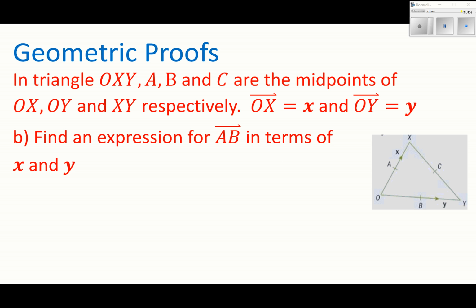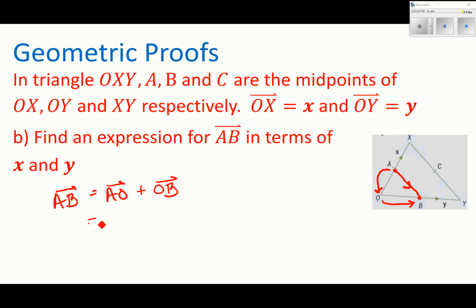All right, let's look at another part. Find an expression for AB in terms of X and Y. So again, I want to try to figure out how I can get from A to B. And direction is important. So A to B going this way. Well, I know AB is going to be represented. I could go from A to O and then from O to B. And so this is going to be AO plus OB.